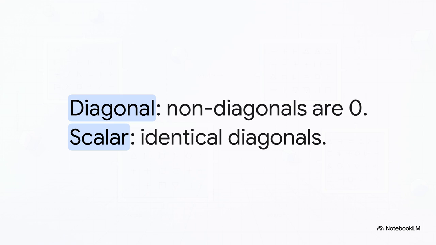A diagonal matrix basically zeroes out everything except that main diagonal line. Every other element is simply 0. Now, a scalar matrix takes this a step further. It's a diagonal matrix where the numbers on that diagonal are a uniform constant. They are all the exact same number.